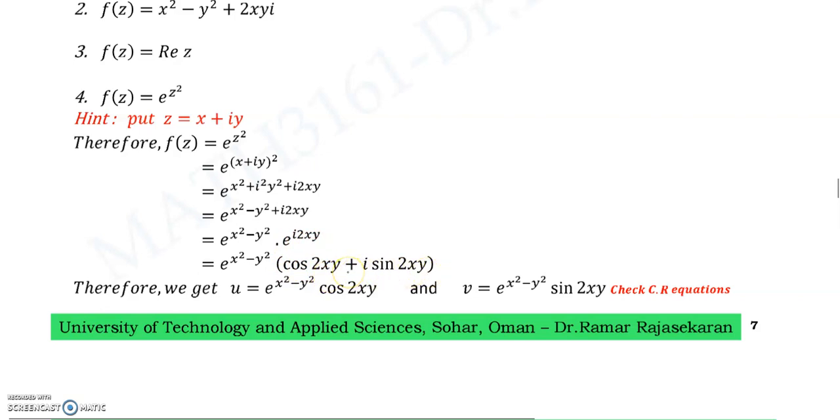Now how to find the real part and imaginary part? What is the real part? That is this value multiplied with this one, that is the real part u. What is the imaginary part? This value e power x square minus y square multiplied with sin 2xy, that is called the imaginary part. See here, the problem is not over. We have not checked the condition for analytic. Actually we found u and v. After finding u and v, you have to find ux, vy, uy, vx, then you check the CR conditions, whether the two equations are satisfied, then you can confirm whether it is analytic or not analytic.